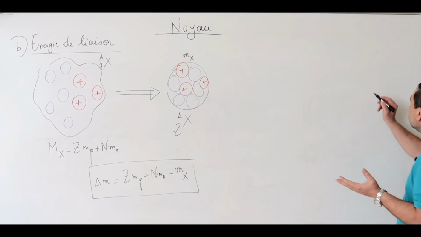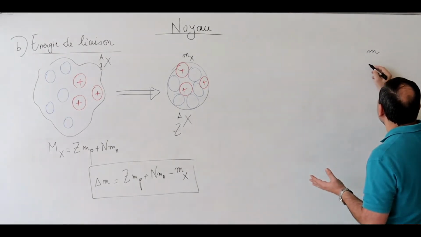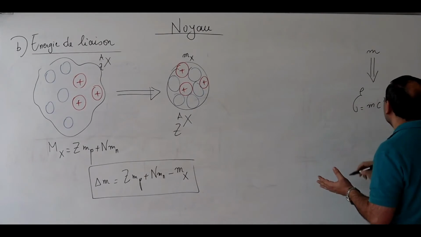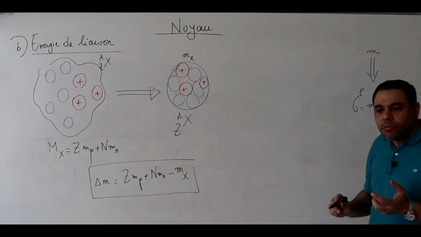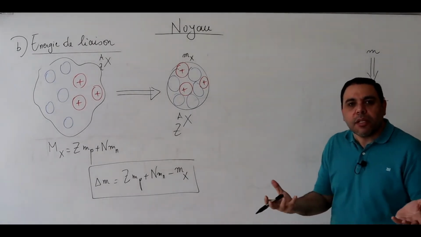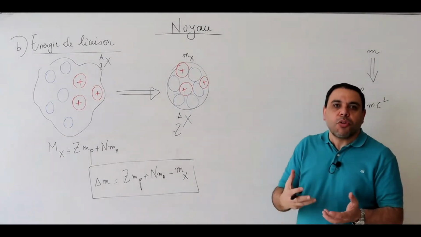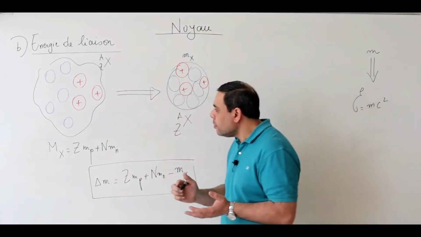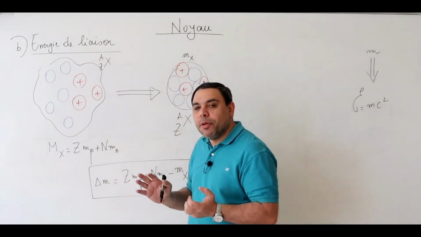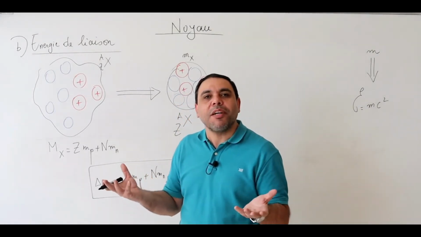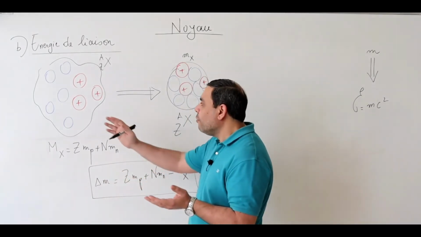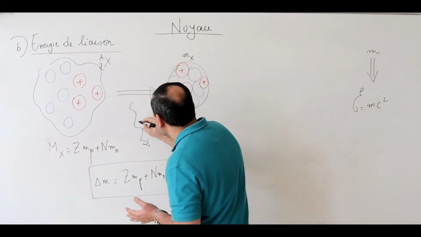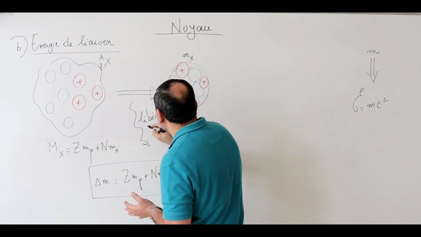Going back to Einstein's formula, each body of mass m possesses an energy called the energy of the mass, which is equal to mc squared. The mass is a form of energy. The mass can transform into energy. This is what Einstein said. Here we have a lost mass. This lost mass will transform into energy. That is to say, during the formation of the nucleus, there is a release of energy.